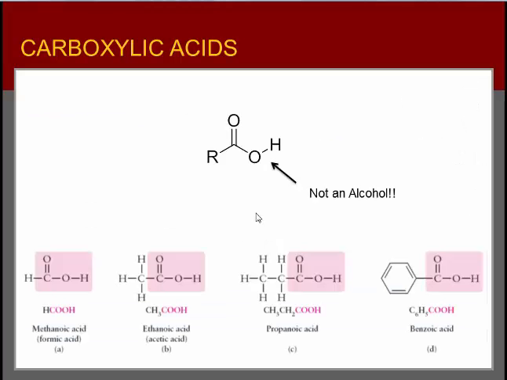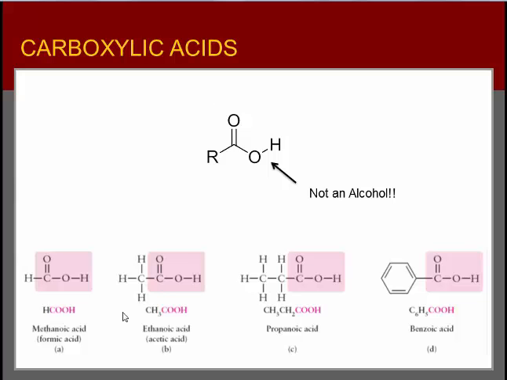Okay, now we want to discuss carboxylic acids. So they have this general structure, carbonyl with an R group and an OH group attached to it. Please note that this is not an alcohol group because it is attached directly to a carbonyl. Don't confuse this with an alcohol group. This entire group here is a carboxylic acid.